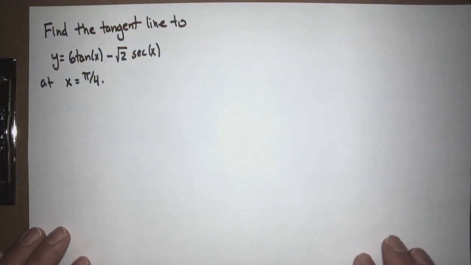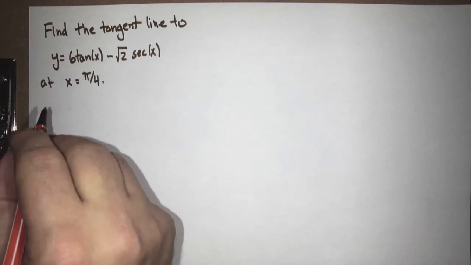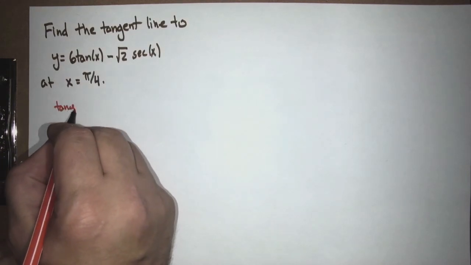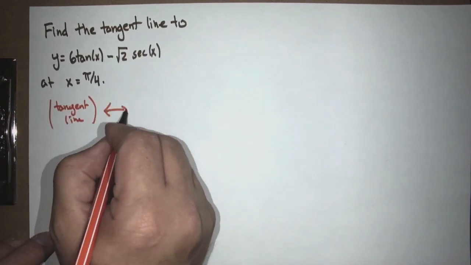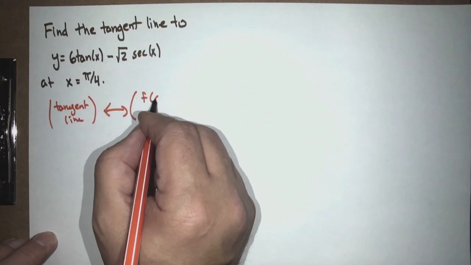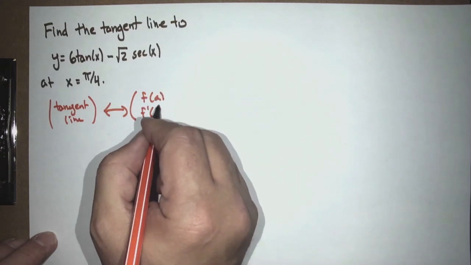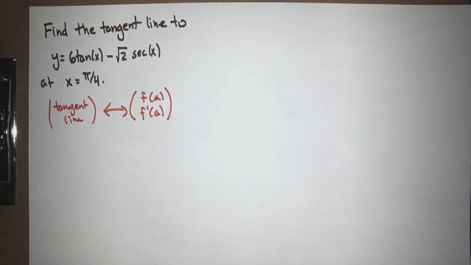Find the tangent line to y equals 6 tangent of x minus root 2 secant of x at x equals pi over 4, because we can find tangent lines of stuff. Now, if you're looking for a tangent line, what do you need? Remember, tangent line is basically saying there are 2 things: the value of the function at the point, and the value of the derivative at that point. If I want the tangent line, I need those 2 pieces of information. If I have the tangent line, I have those 2 pieces of information.